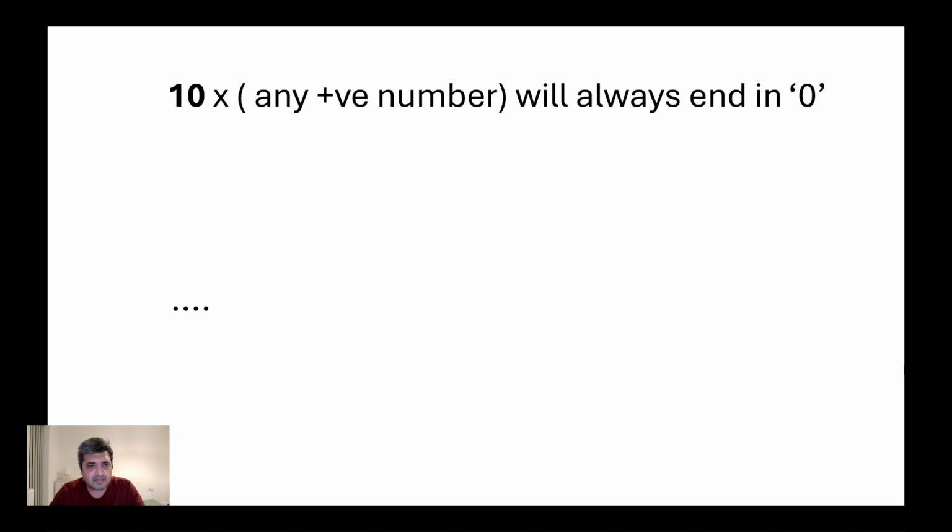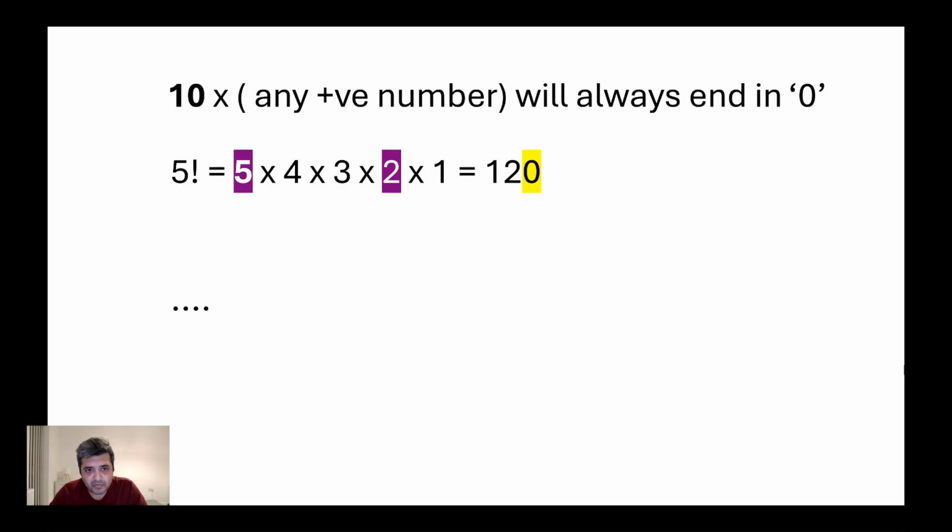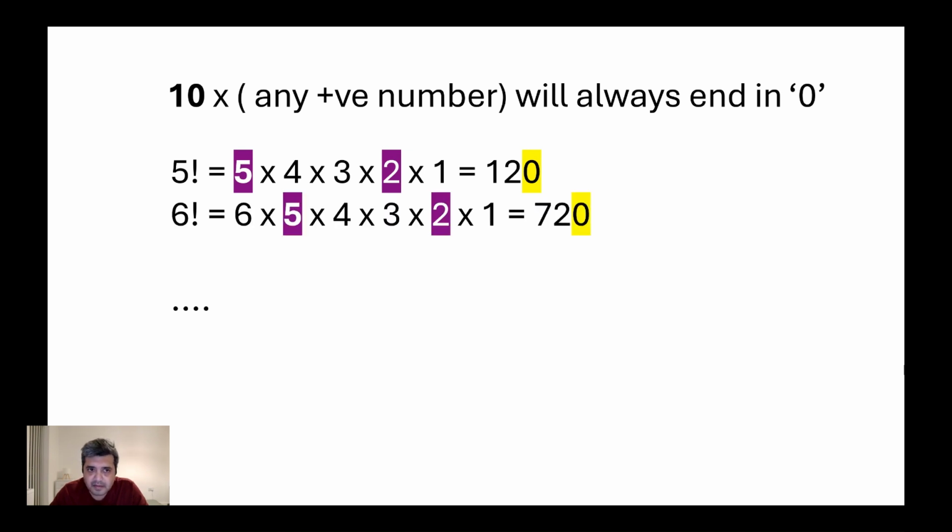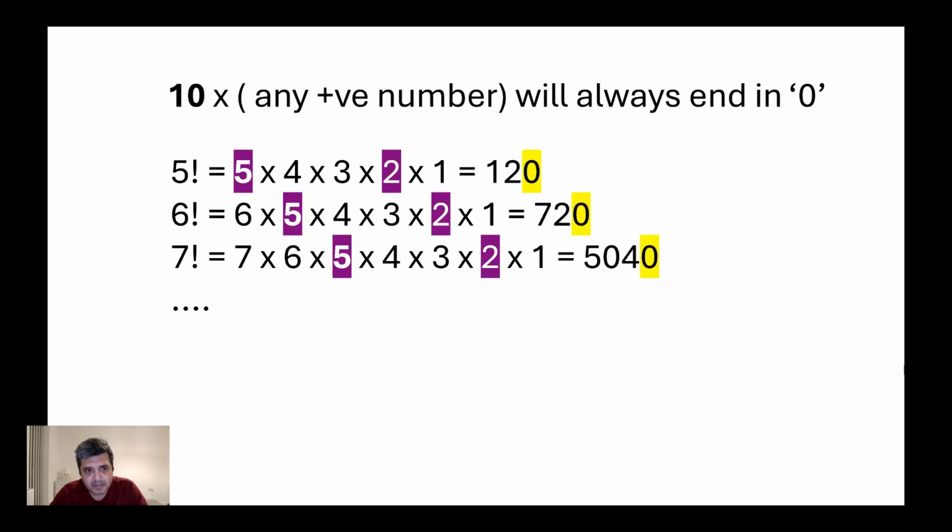So let's look at how this actually helps in this question. Let's look at 5 factorial. 5 factorial is 5 into 4 into 3 into 2 into 1. Now if you look at this factorial, there is a 10 present in this. How? 5 into 2 is 10 and 10 into any number will end with 0. So 5 factorial ends with 0, it is 120. Next, 6 factorial is 720, 7 factorial is 5040. Similarly, as we go on, all the factorials from 5 till 99 are going to end with 0.